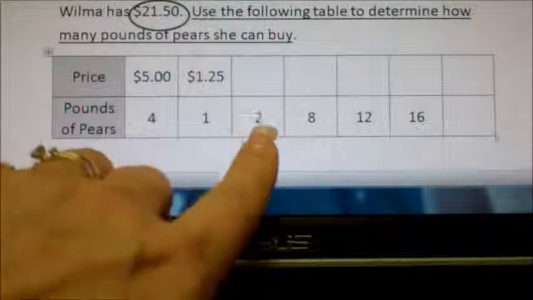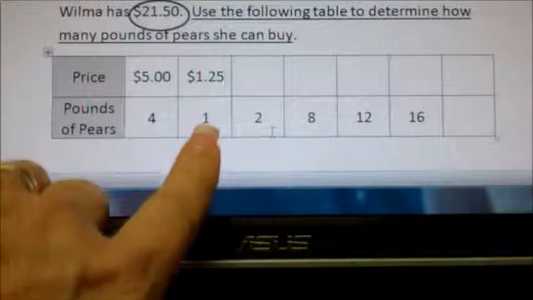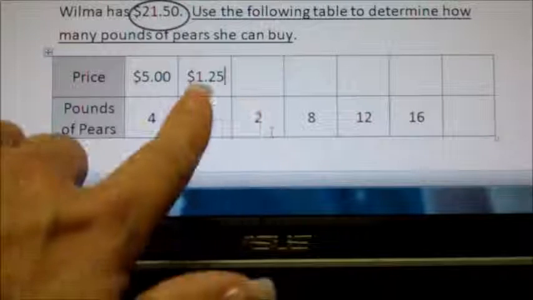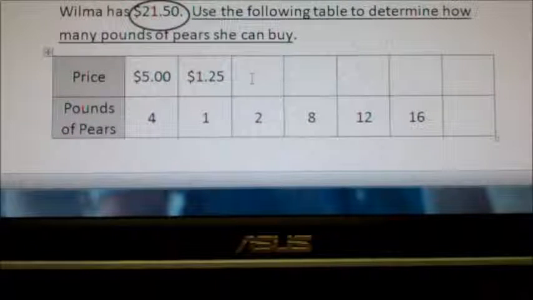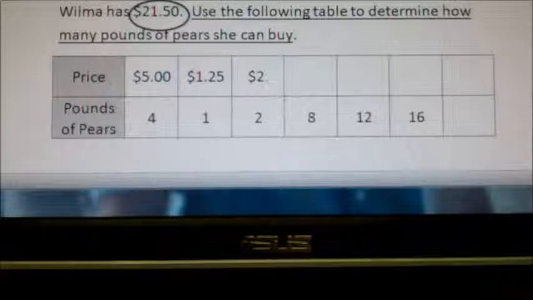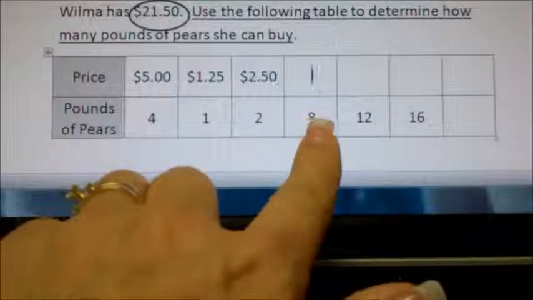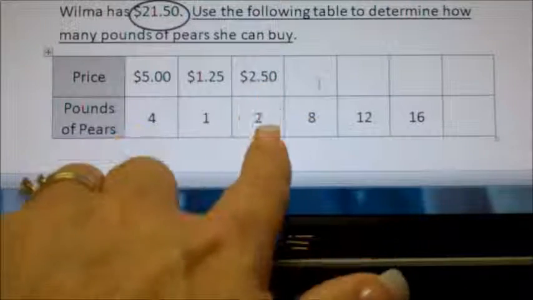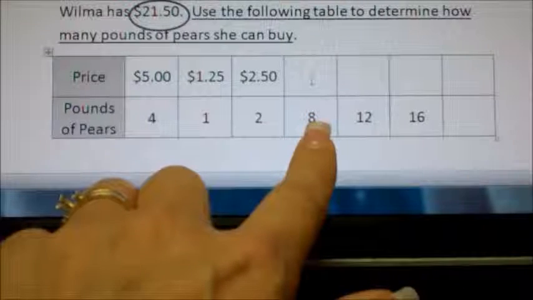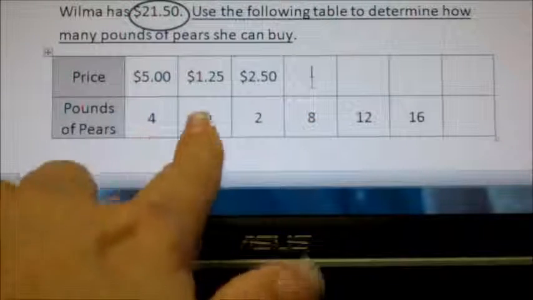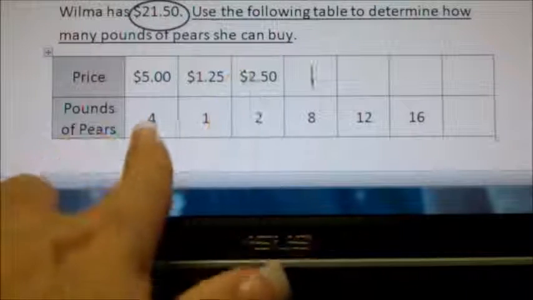Okay, well, if I have 2 pounds, I have to double this because this is 1 pound, so I must double that. So that would be $2.50. Then I go to here. Would I just double this and make it $5? Uh-oh. That's 8. This is 4. 1, I doubled 1, I have 2. I doubled 2, and it goes over here 4.